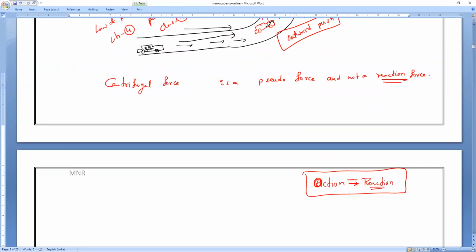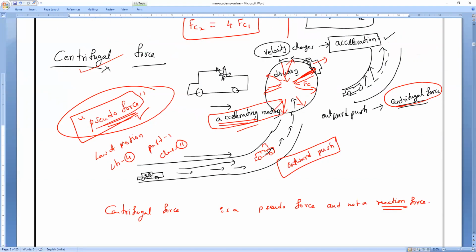But here, centripetal force is acting towards the center. That is why there is an equal and opposite force called centrifugal force. But it is not actually the reaction of centripetal force. Do you understand, all of you? It is an imaginary force. We are imagining it. It does not actually exist. It is not a reaction of centripetal force.